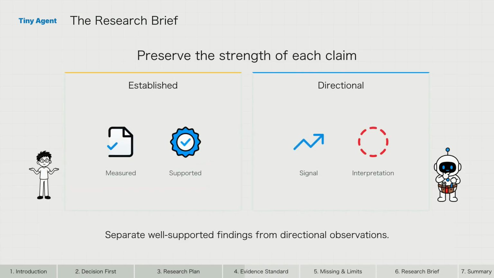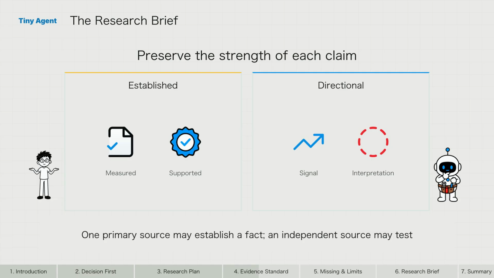Separate well-supported findings from directional observations. A measured result from a defined sample is different from an emerging signal, an expert interpretation, or a company claim. The report should preserve those categories instead of blending them into one confident voice. Use triangulation where the decision is important.